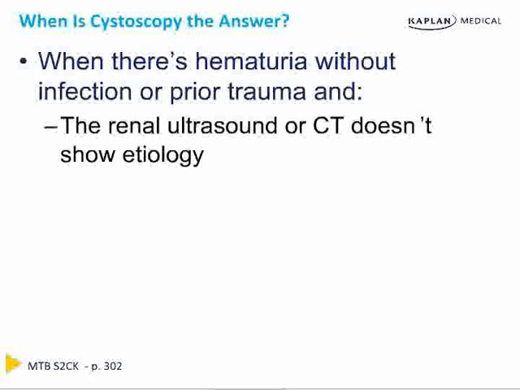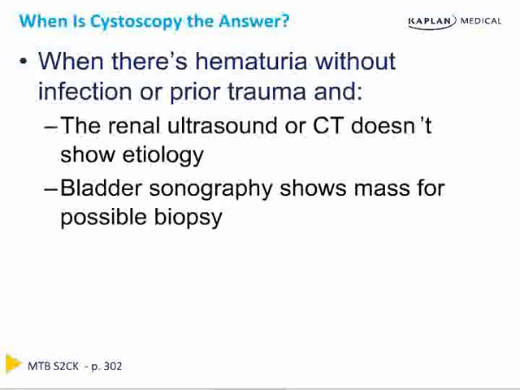The first is if other less invasive tests have not given you the diagnosis, and the order of the workup here is urinalysis, microscopic examination, renal ultrasound, and then CT scan. If all of those have failed to show you what's going on, go ahead and order a cystoscopy. The second reason to perform a cystoscopy is if you've seen evidence of a mass with some other imaging modality and you want to perform a biopsy to actually take a look at the tissue and make the pathologic diagnosis.